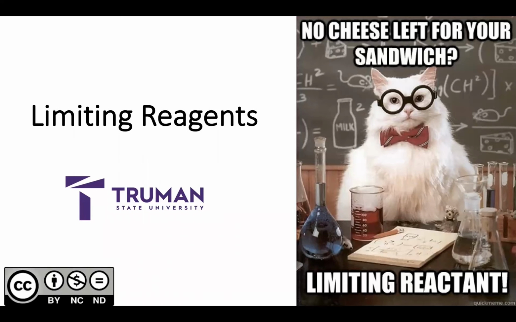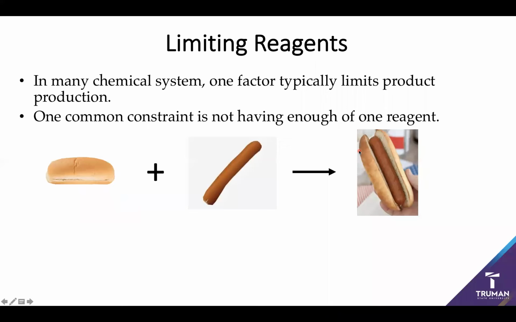So today we're going to be talking about why do I always have leftover food in my fridge? Because it turns out that chemistry is a lot like cooking for people, in that whenever I'm trying to make something, I almost always have to worry about not having enough of one of my ingredients or one of my reagents. So for example, when I'm making hot dogs on a bun, I need hot dogs and a bun.